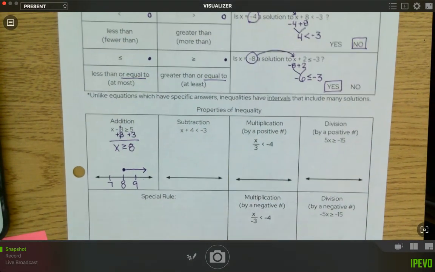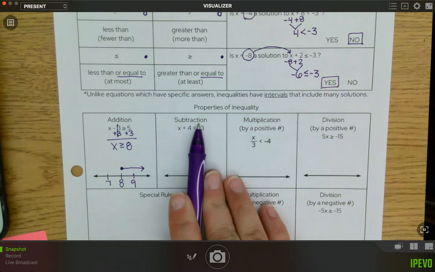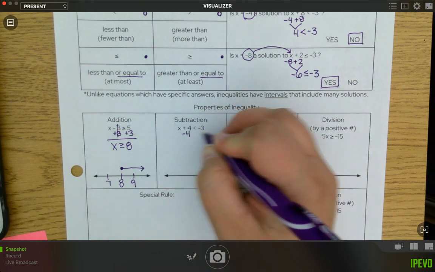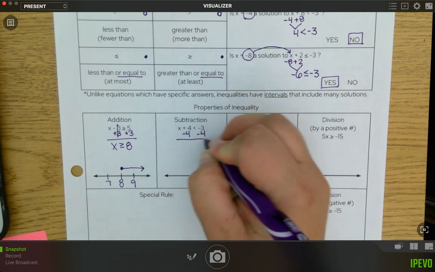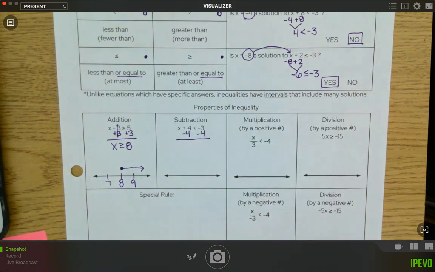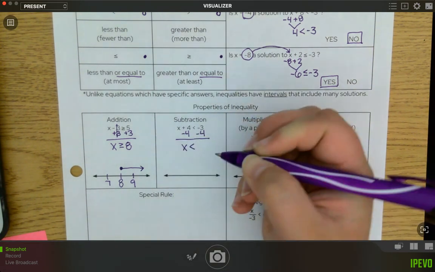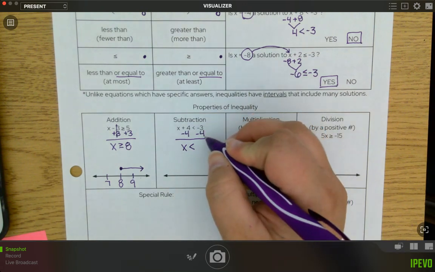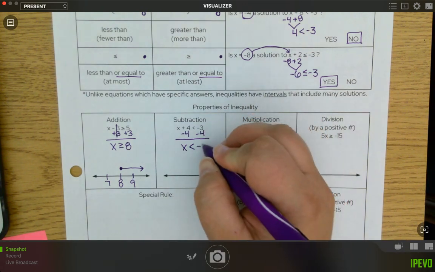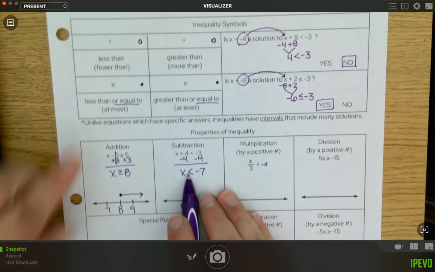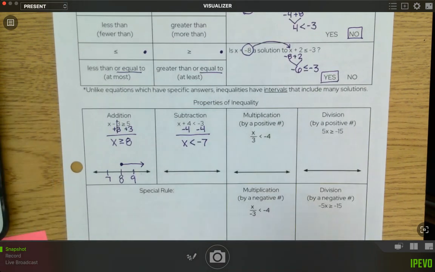Okay, let's talk about the next property of inequality, subtraction. Since we have addition here, we're going to subtract the 4 to get x all by itself. Remember that you are doing the opposite to get the variable alone. The inequality symbol stays the same, and negative 3 minus 4 is negative 7. So we get x is less than negative 7.